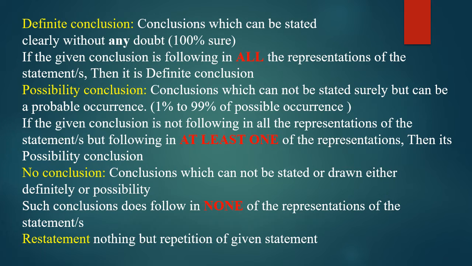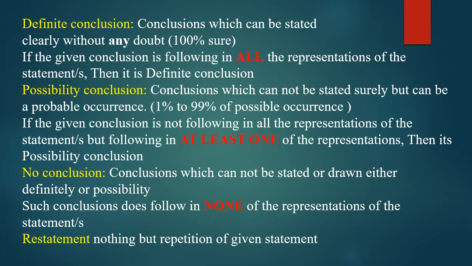Possibility conclusions are not 100% conclusions, but they are all probable occurrences. That is, 1% to 99% they may occur. In terms of representations, it should follow in at least one representation of a given statement. No conclusion is nothing but it is neither definite nor possibility.